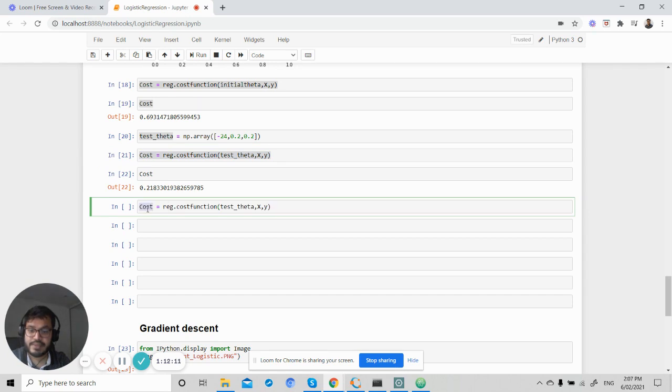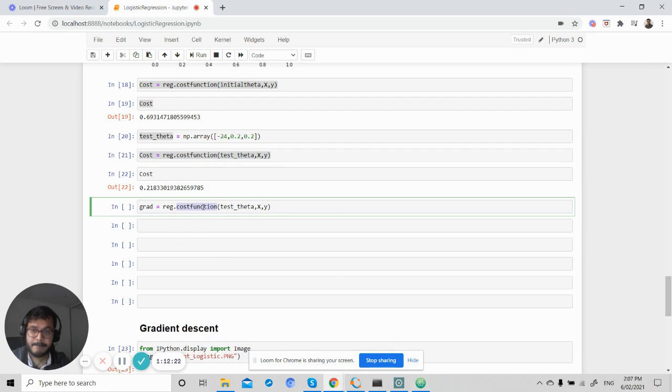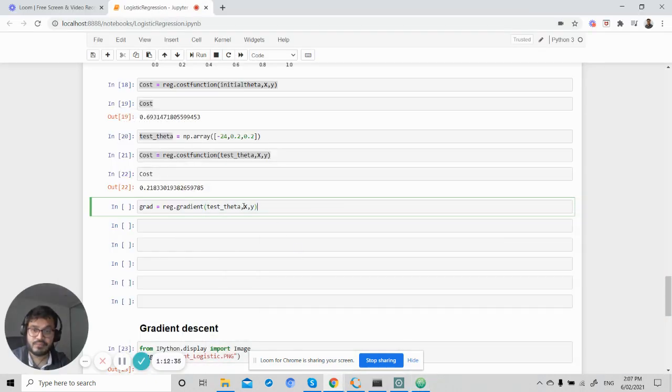So this will be my gradient. My equation name is gradient, theta, x. So my parameters are x, y, and theta.